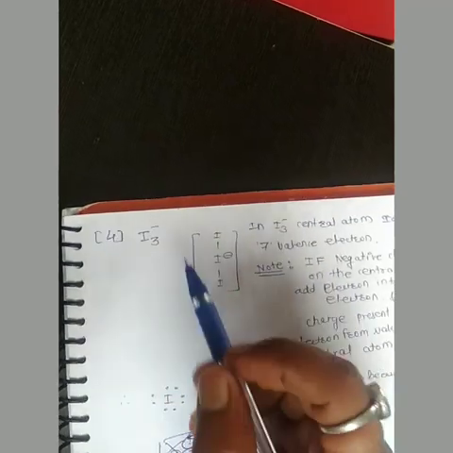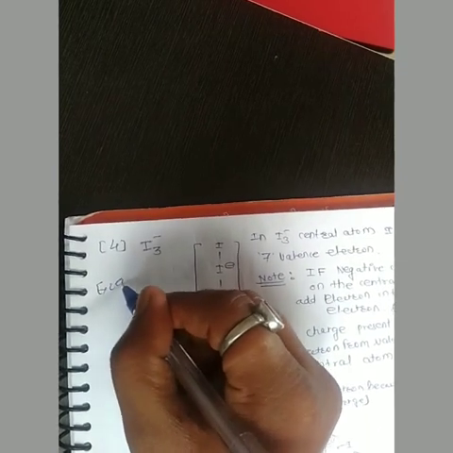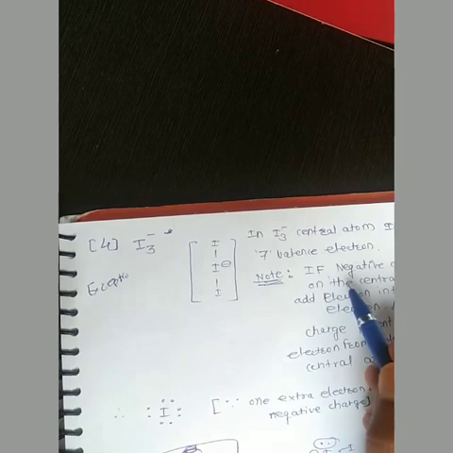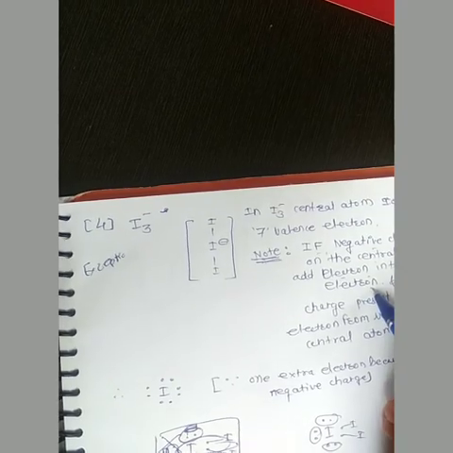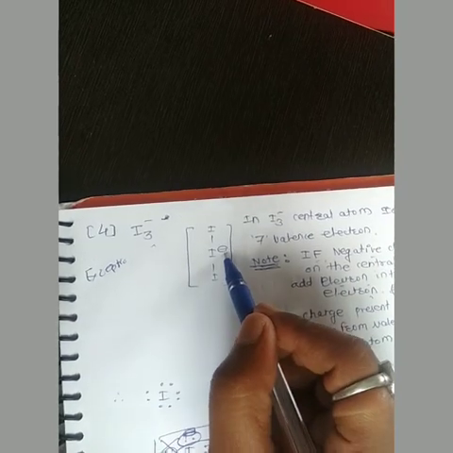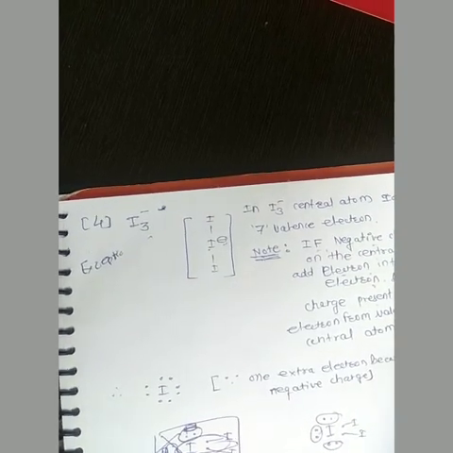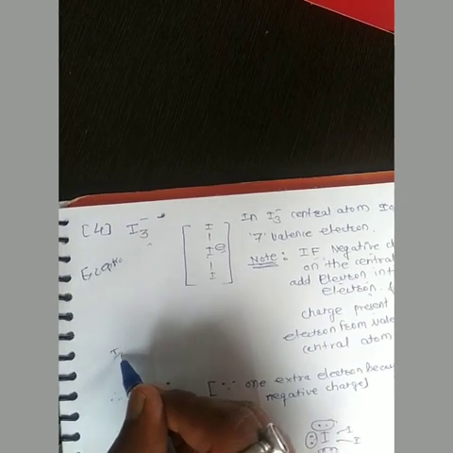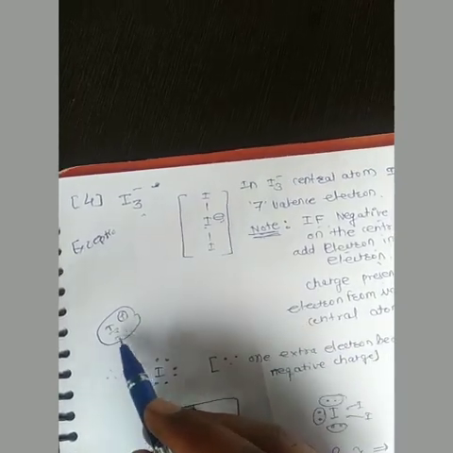Then the next example, the I3 minus molecule, is an exceptional example because it has a negative charge. If a negative charge is present on the central atom, then add electrons to the total valence electrons. Here the negative charge is present on the central atom, so we add 1 electron to the valence electrons of iodine. And if a positive charge is present, then subtract electrons from the valence electrons. For example, in the case of I3 positive, we subtract an electron from the total valence electrons.